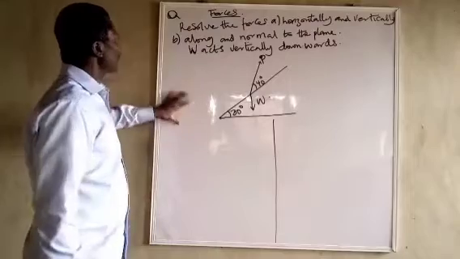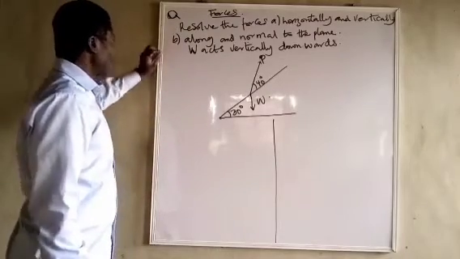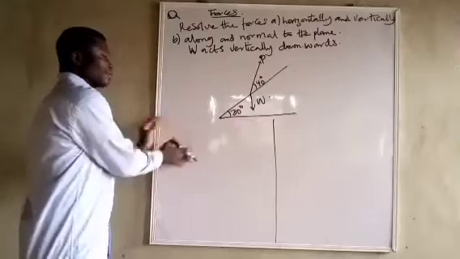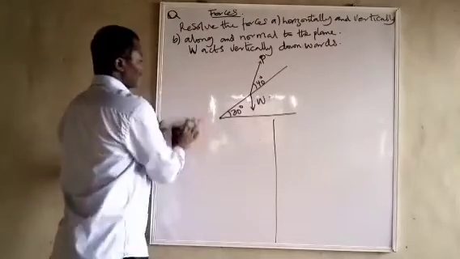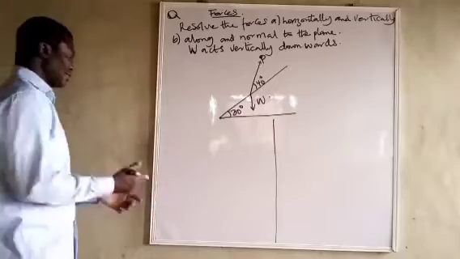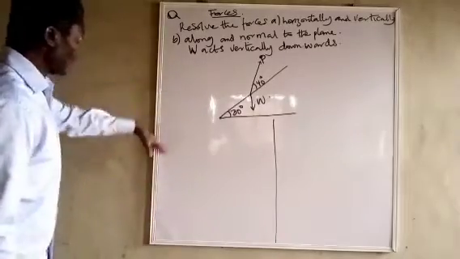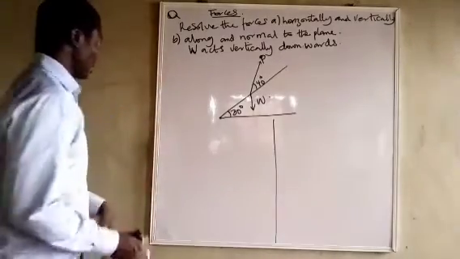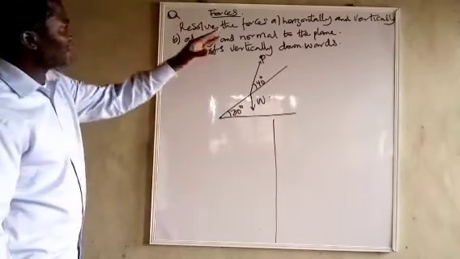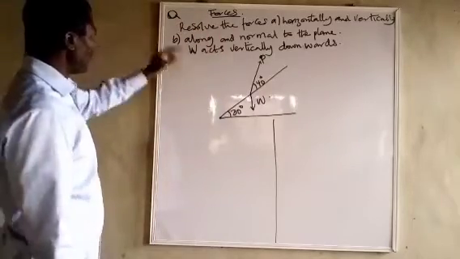Here, we are treating some questions under forces that fall under moment and some other topics, just to give us the background for ease in handling questions in engineering, mathematics, science, and technology. We start with this. This is part 2 of questions on forces. It says, resolve the forces A horizontally and vertically, B along and normal to the plane. W acts vertically downward.